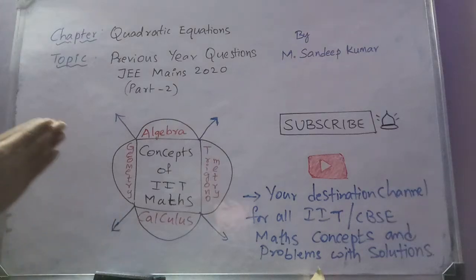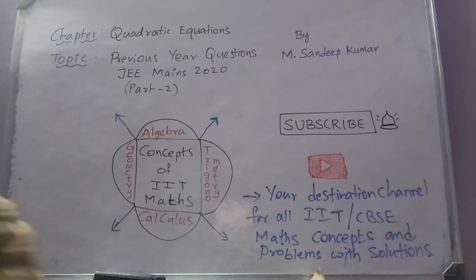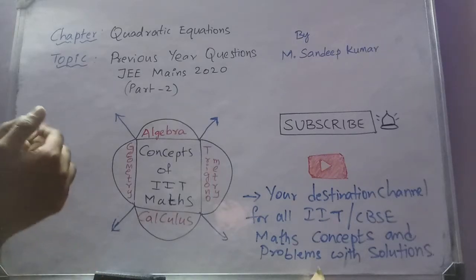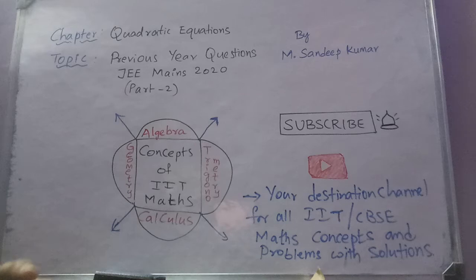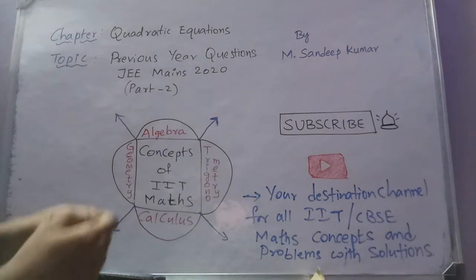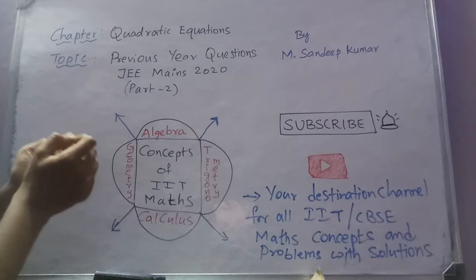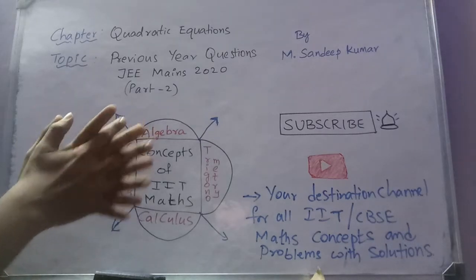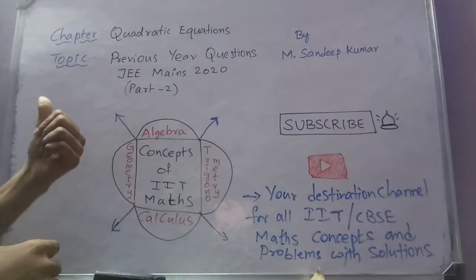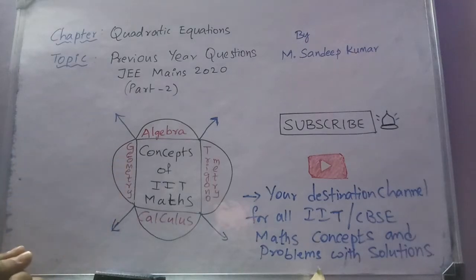Okay now, so we have completed the chapter of quadratic equations and currently we are discussing all the previous year questions. So we have discussed the previous year questions up to 2018 in part 1 and part 2 in the previous videos. Then we have discussed the questions of JEE Mains 2019 in two parts, and finally we are into the previous year questions of JEE Mains 2020. So part 1 is already completed and this is part 2 video, right?